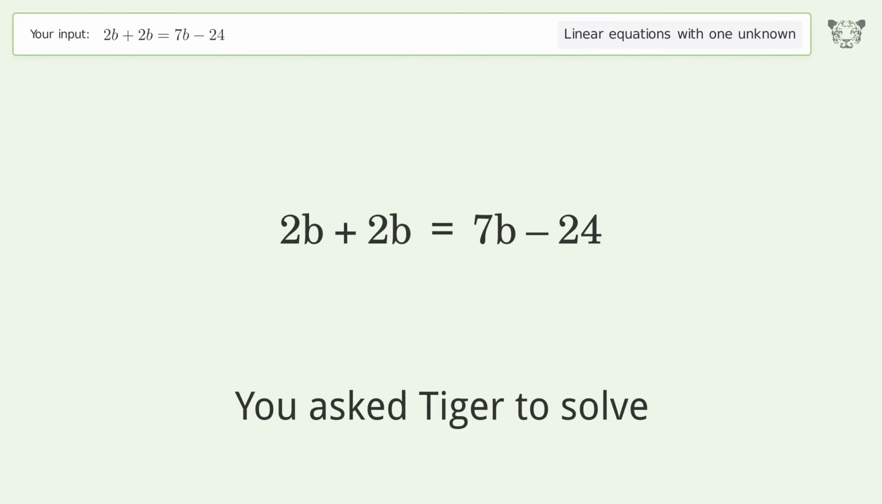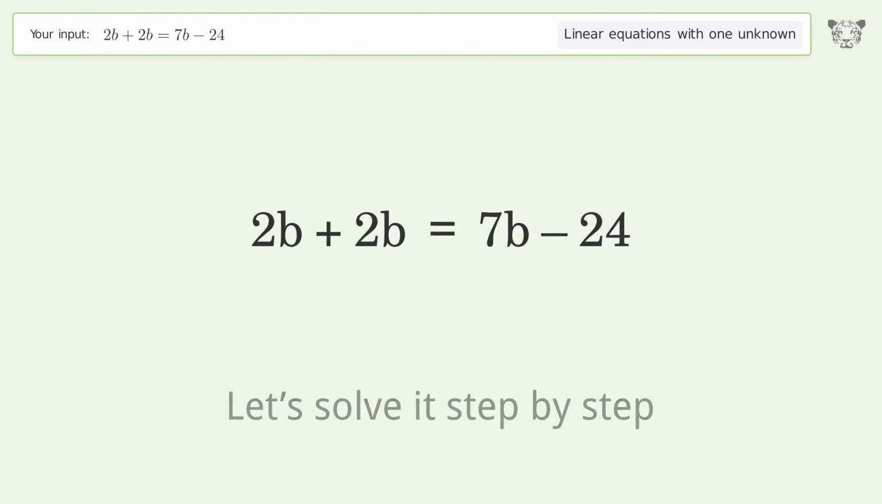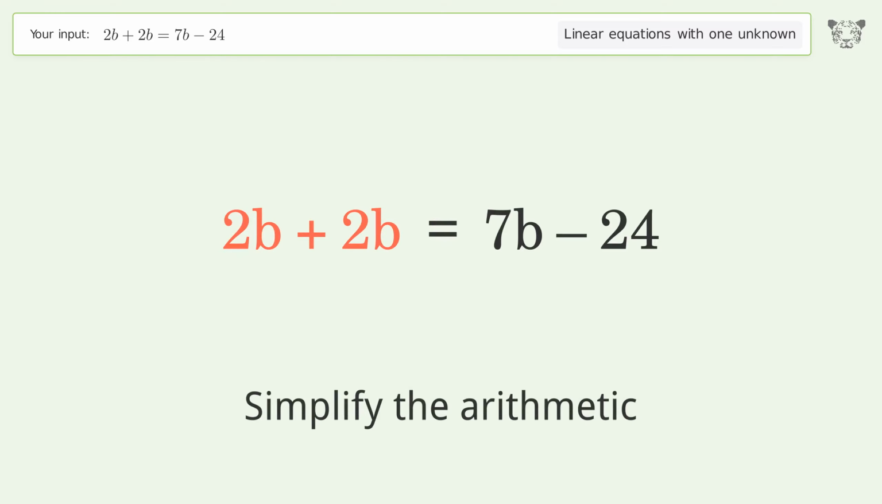You ask Tiger to solve. This deals with linear equations with one unknown. The final result is b equals 8. Let's solve it step by step. Simplify the expression. Simplify the arithmetic.